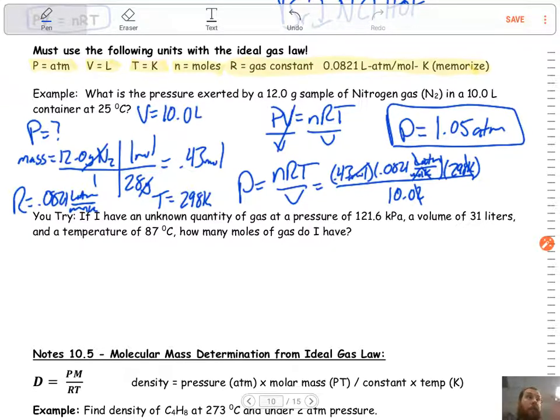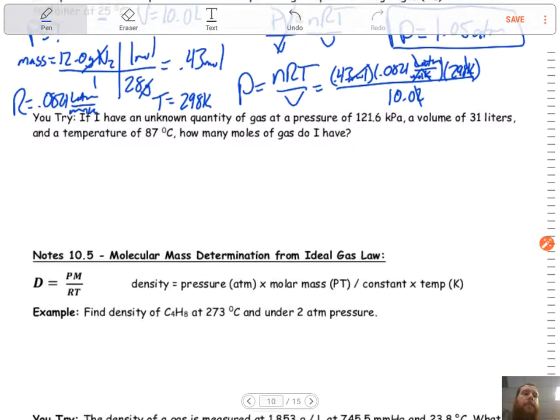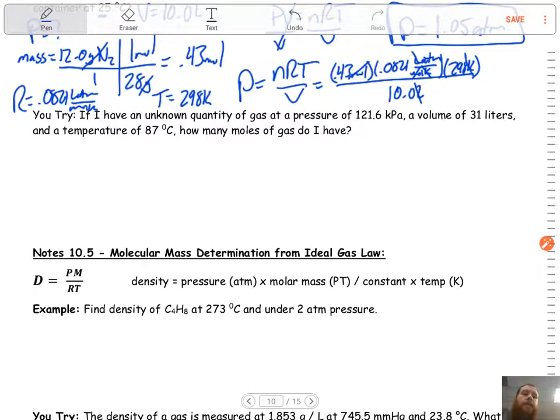Remember, sig figs only if they ask you for sig figs. If we were going to report it to proper sig figs, it would be 2 because of our temperature, but again, it doesn't matter. So pause this video, try this other Utry problem, and then move on to video 10.5.